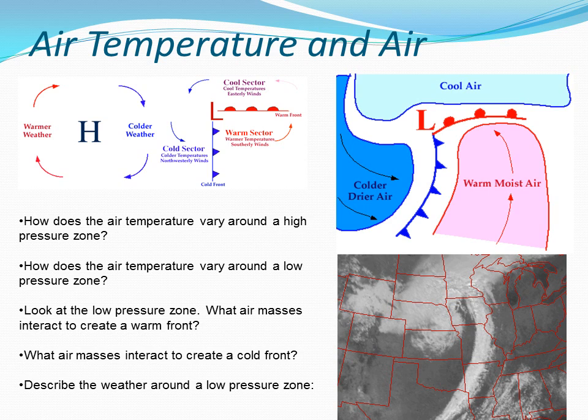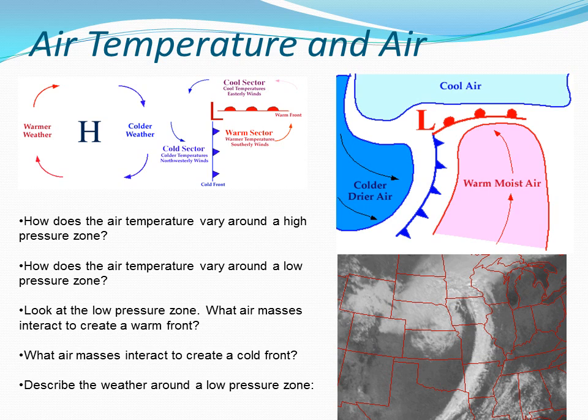Around a low pressure system, it's the opposite, right? We're picking the air up. So again, back to convection, what type of air rises? Hot air. So we have warm, moist air rising, and that's what gives us our unsettled weather conditions.